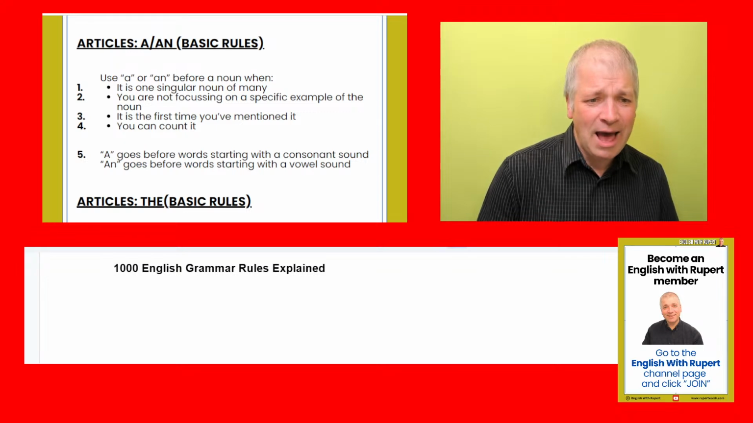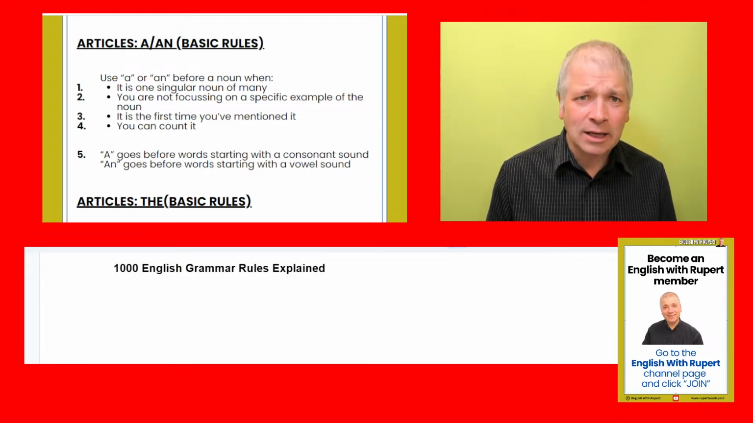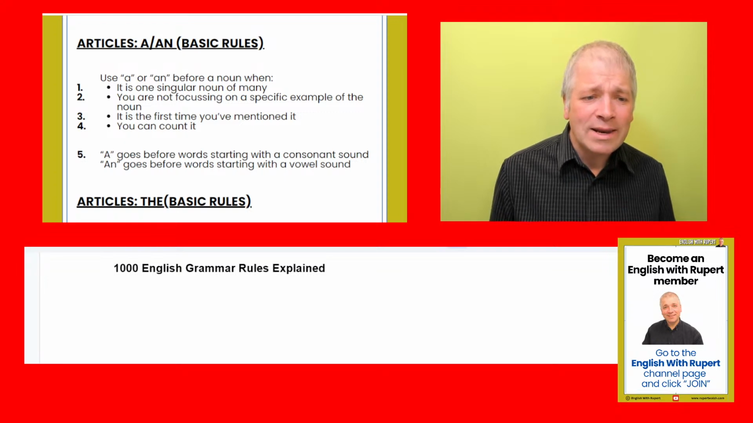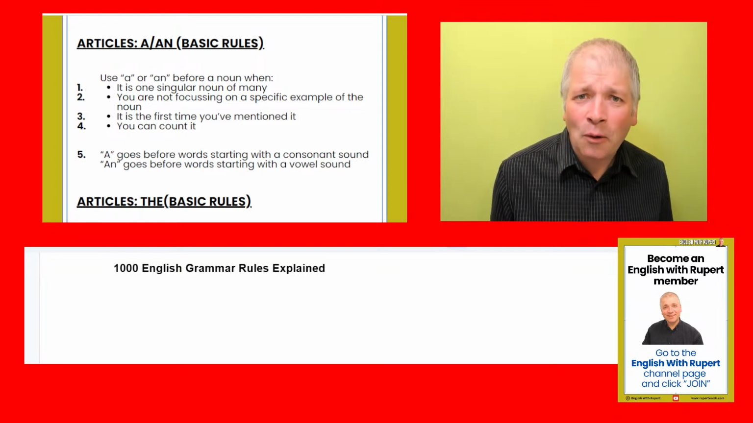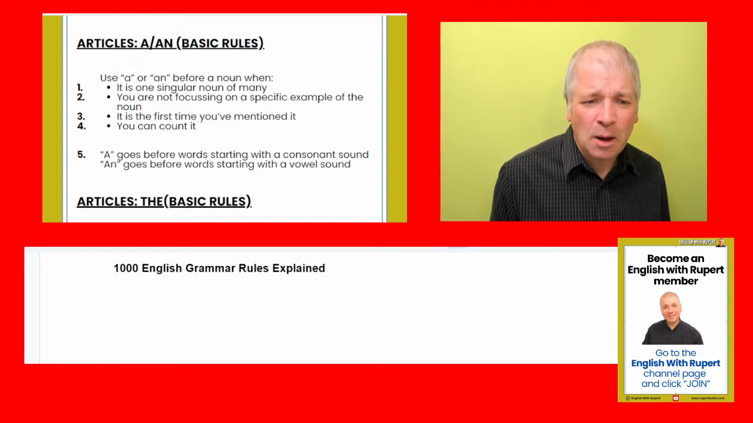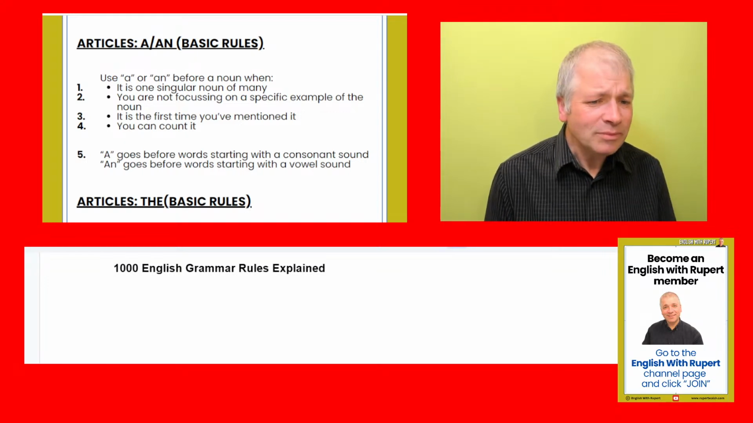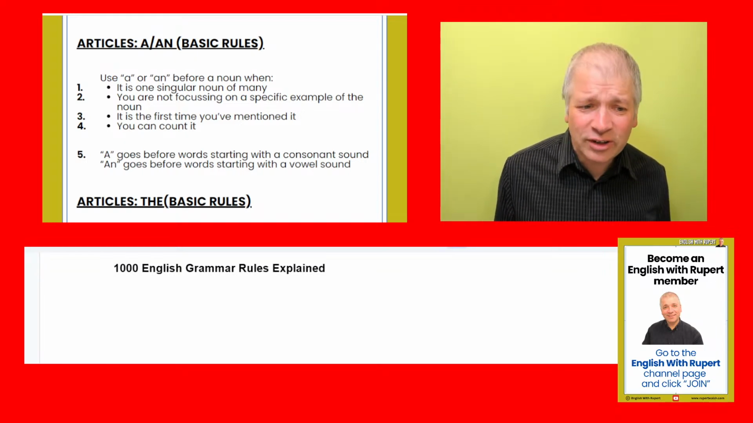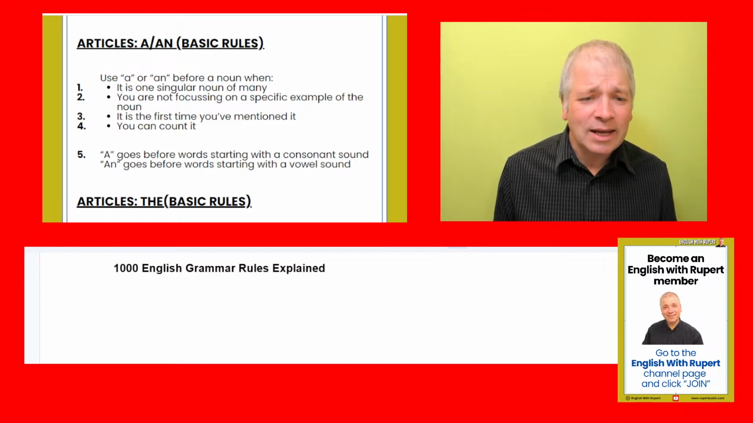So this is looking at a and an. And we use a or an before a noun when it is one singular noun of many, when you are not focusing on a specific example of the noun. It is the first time you've mentioned it, and you can count it.